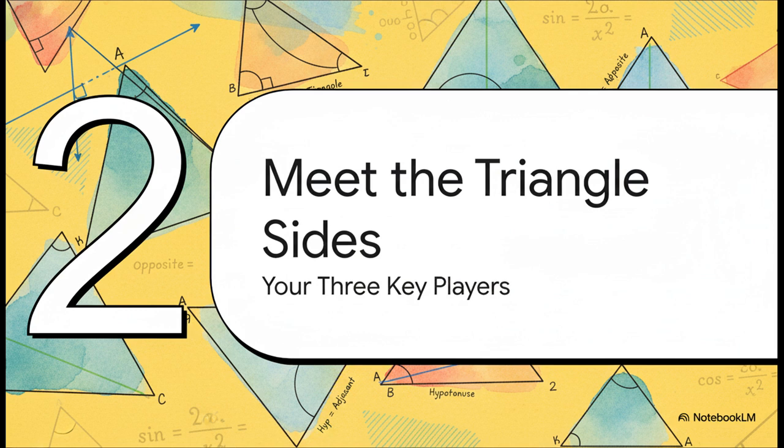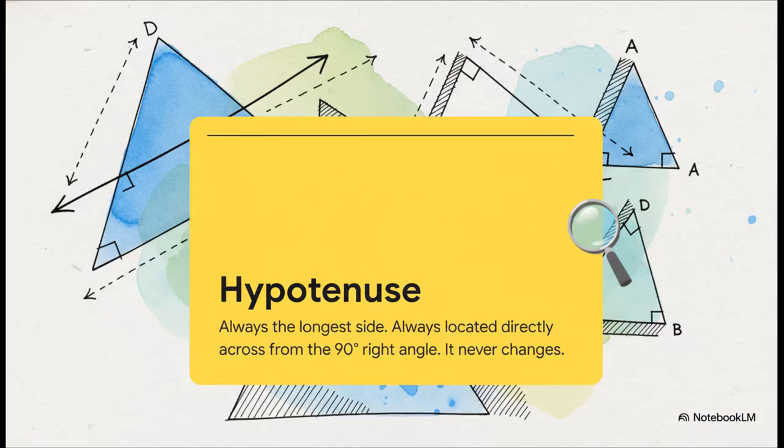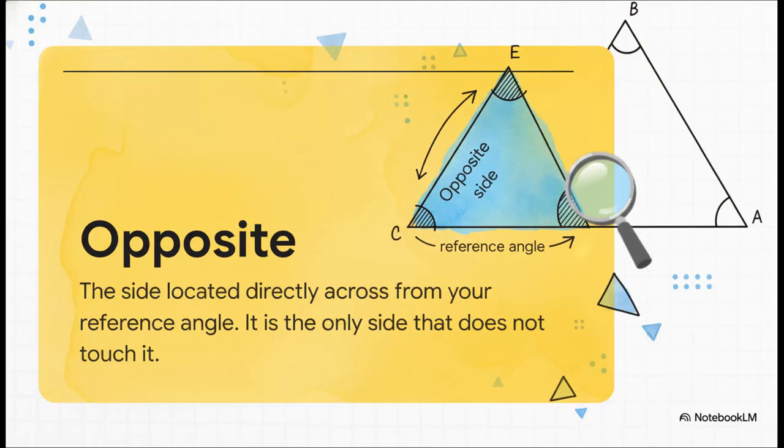You've probably heard these names tossed around before, but right now we are going to lock in their definitions for good. First up, we've got the easiest one, the hypotenuse. Think of this as your anchor. It is always the longest side, and you can always find it sitting directly across from that little square that marks the 90-degree angle. No matter what else happens, its name is locked in. It never, ever changes.